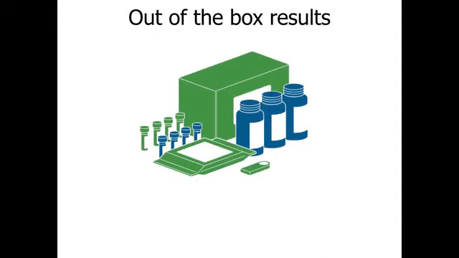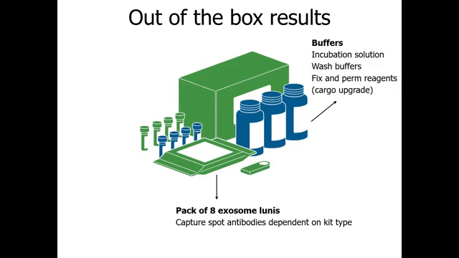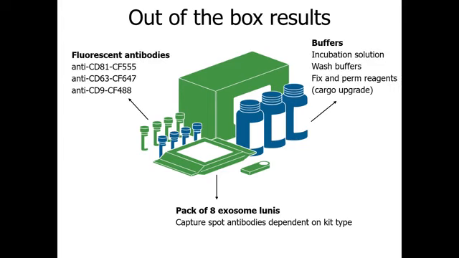Easy-to-use kits with step-by-step protocols deliver the answers in just a few hours. Each kit contains 8 Lunis, which, as you've seen today, have been specifically designed to immunocapture EVs from your sample. The kit also contains all required buffers, as well as the fluorescent tetraspanin antibodies for counterstaining your particles once bound to the Luni.